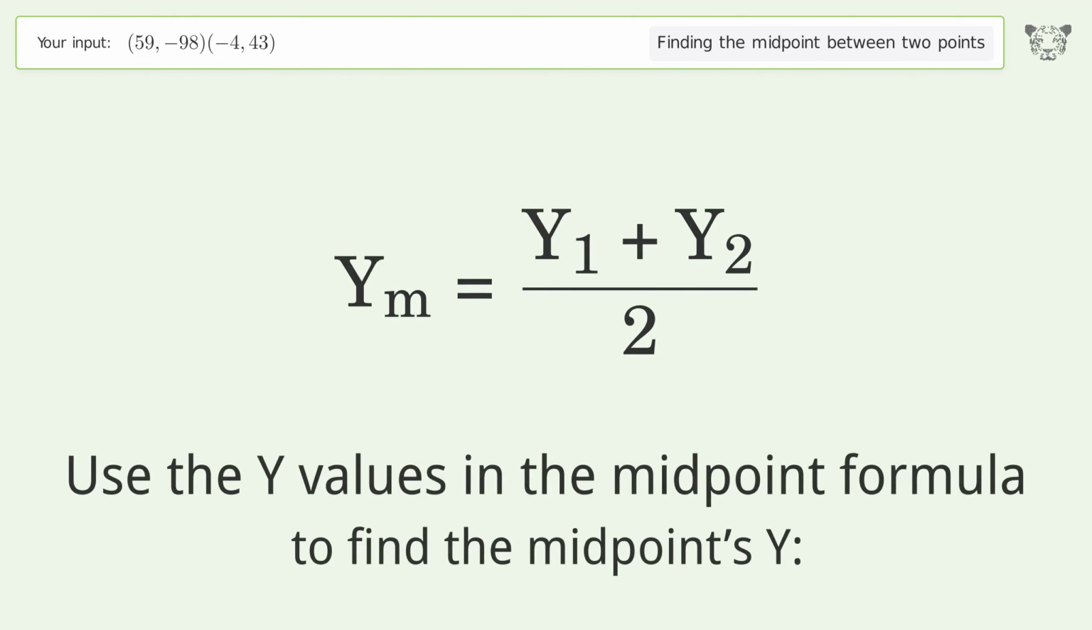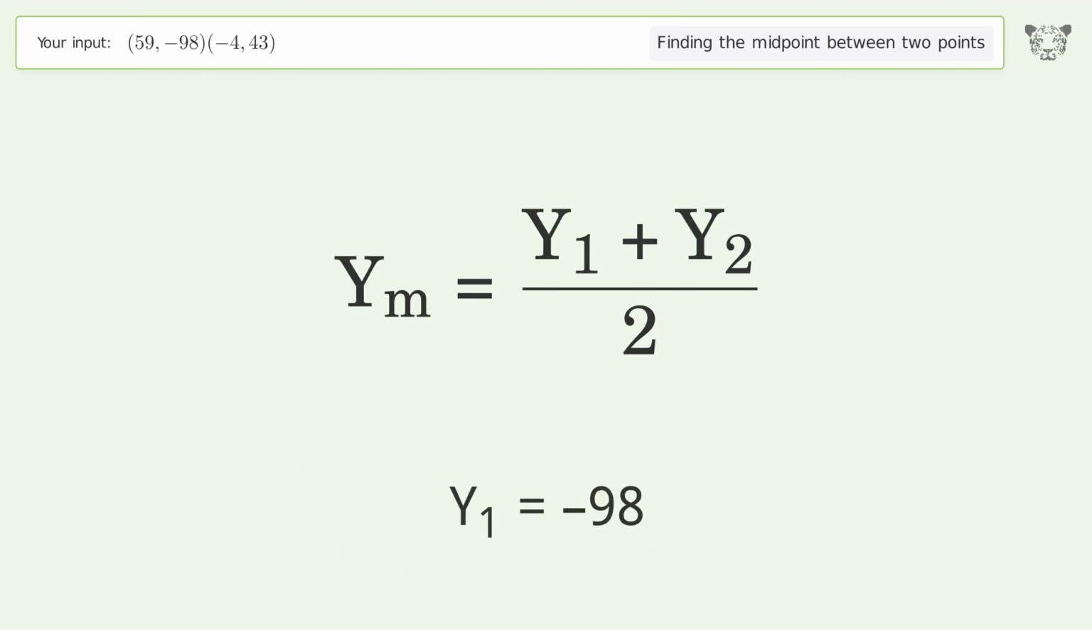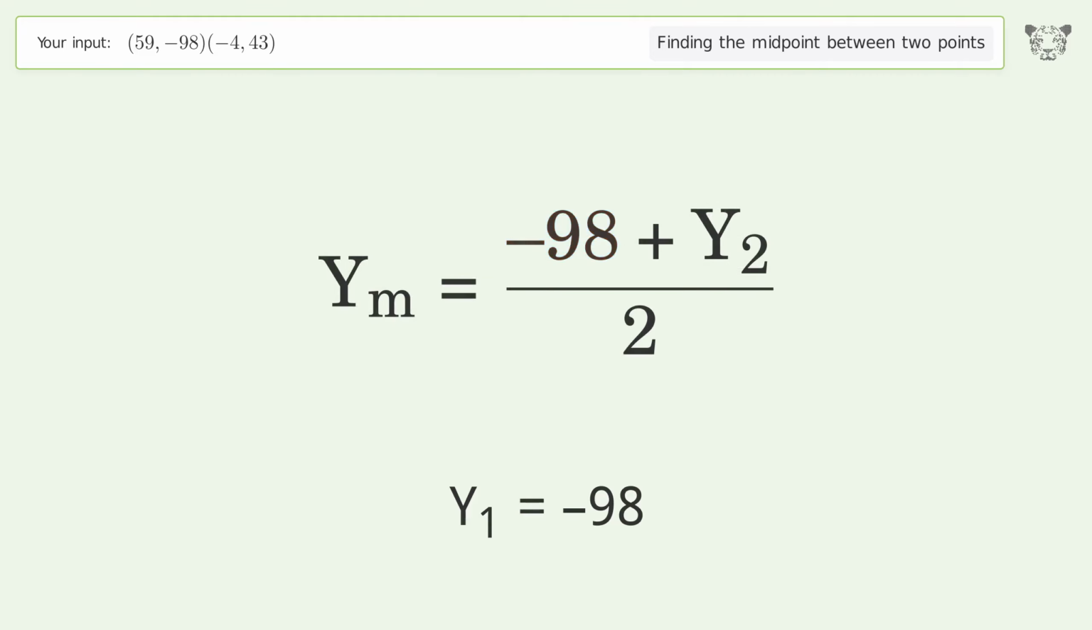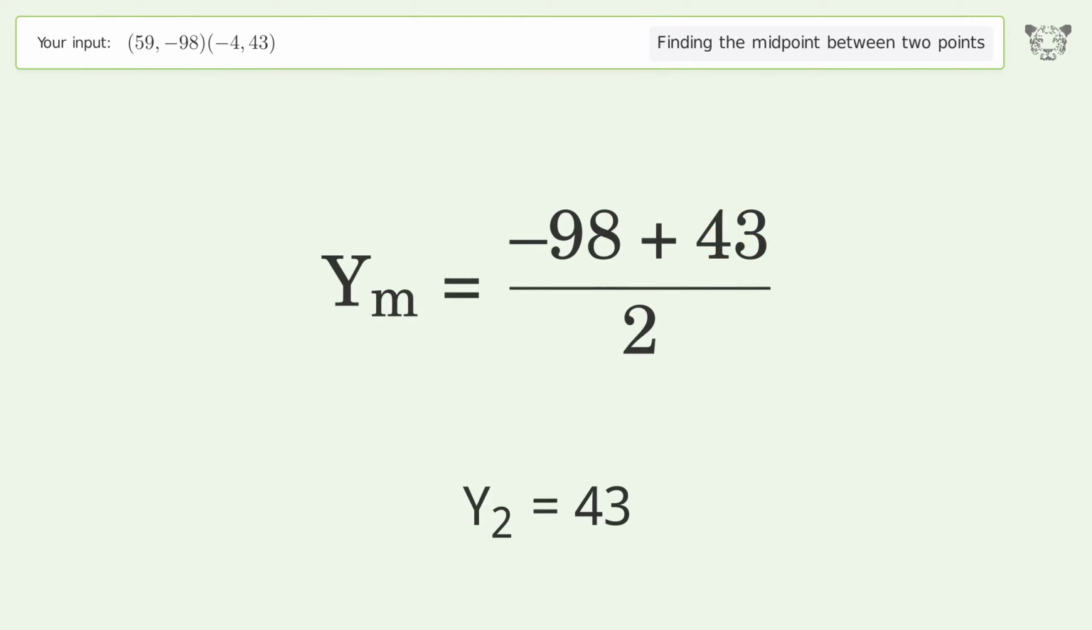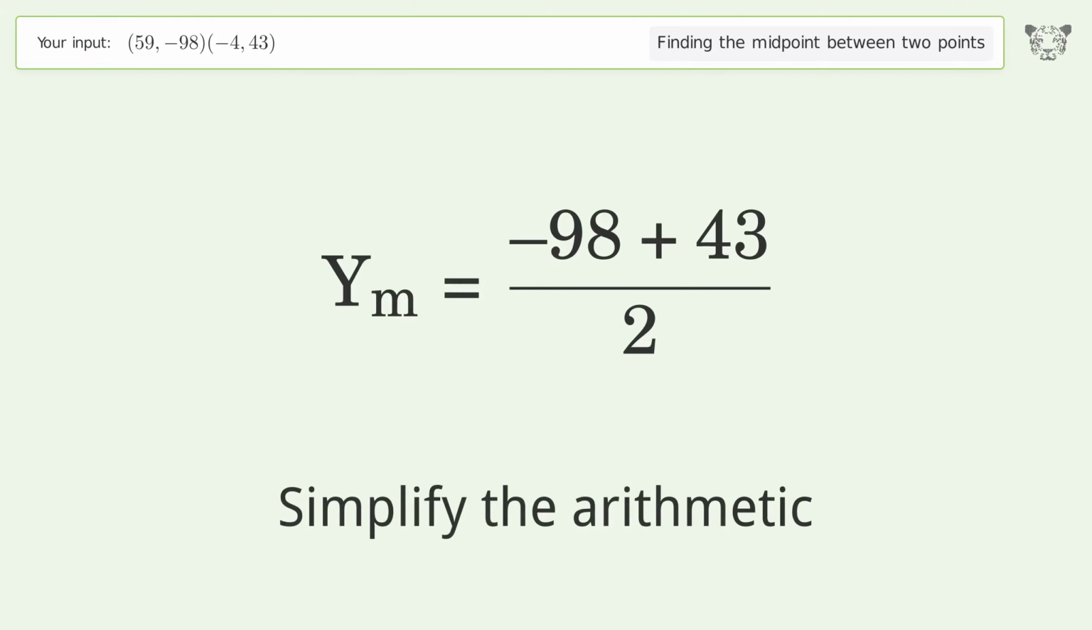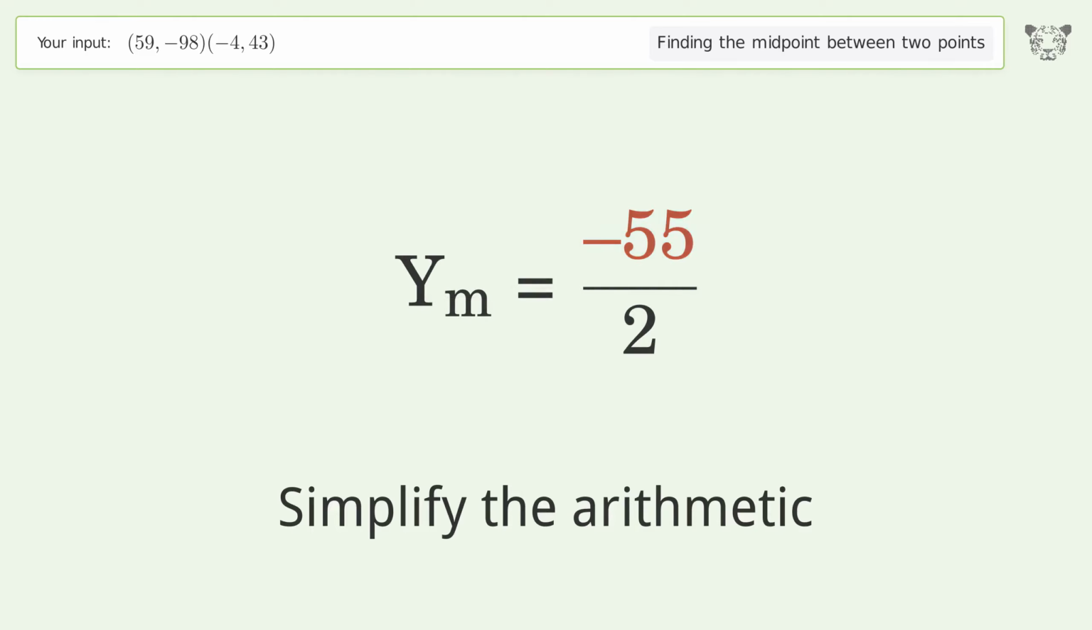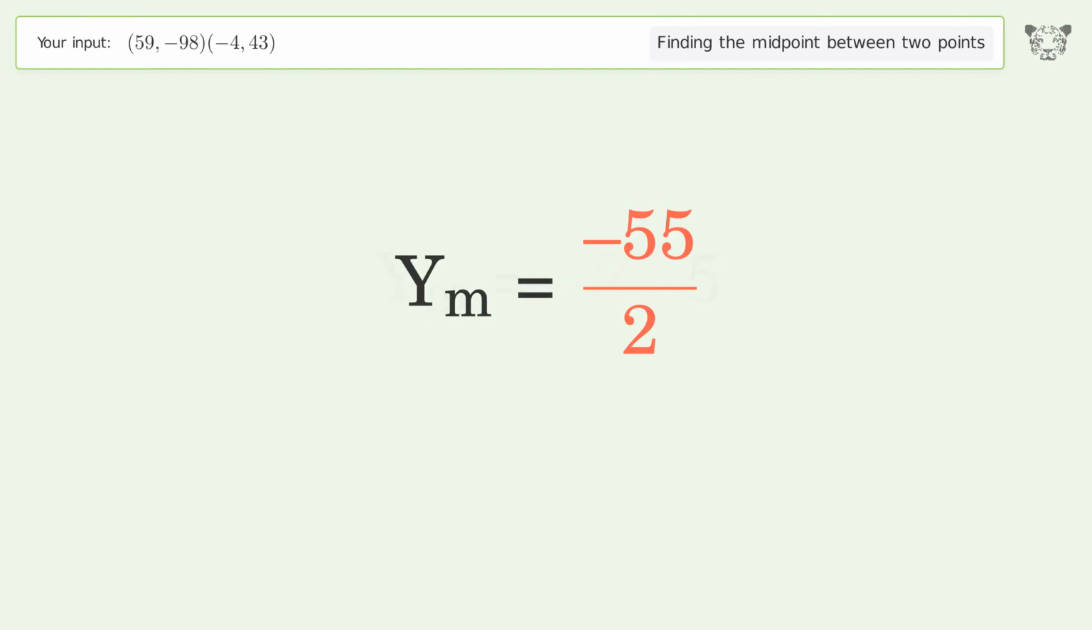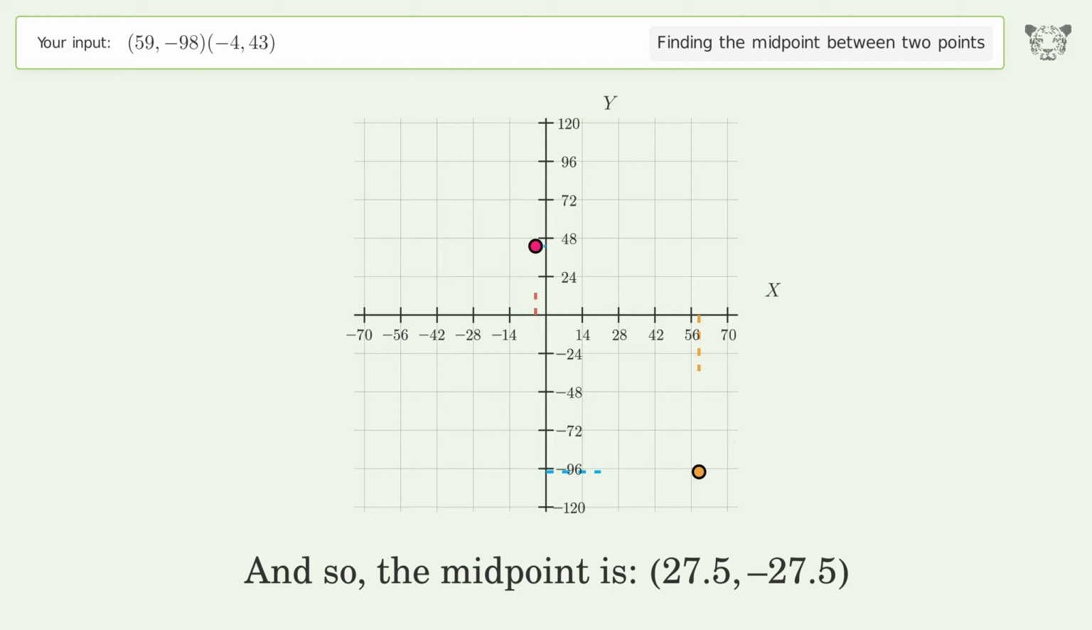Use the y values in the midpoint formula to find the midpoint's y. y1 equals negative 98. y2 equals 43. Simplify the arithmetic. And so, the midpoint is 27.5, negative 27.5.